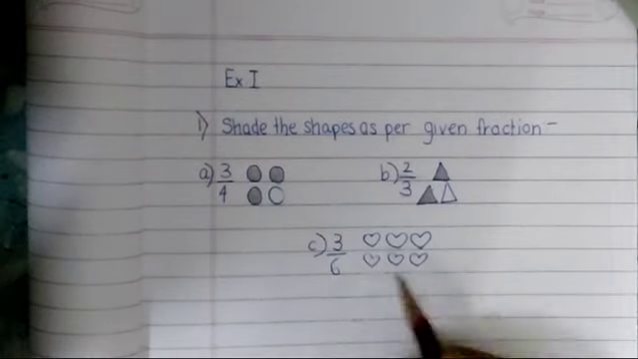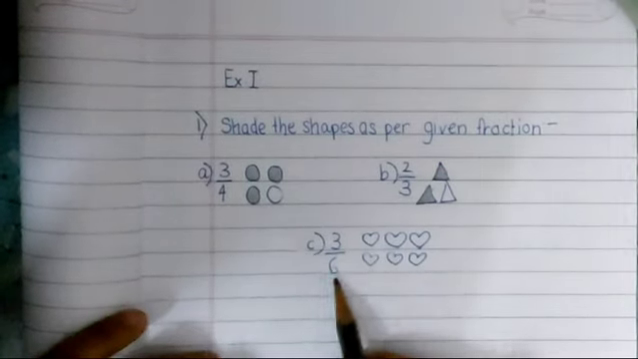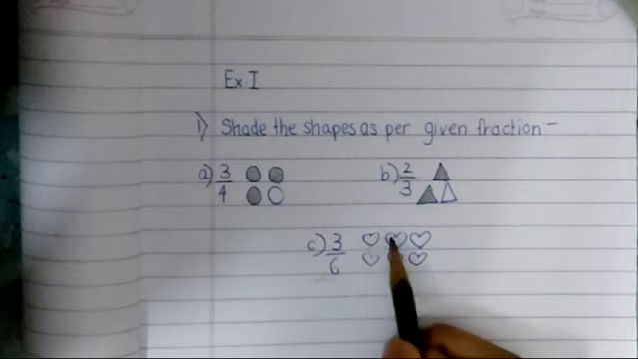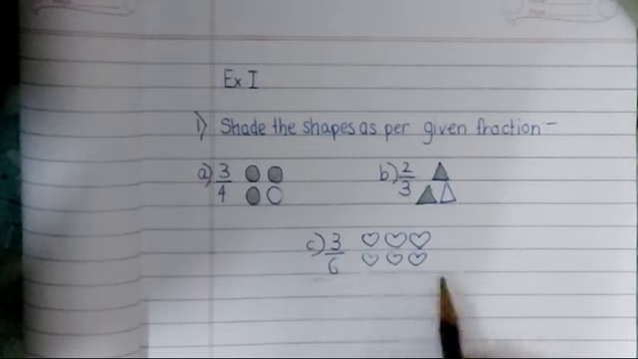Now question number C. We have to shade 3 hearts out of the 6 hearts that are given as the numerator is 3. So let's shade.